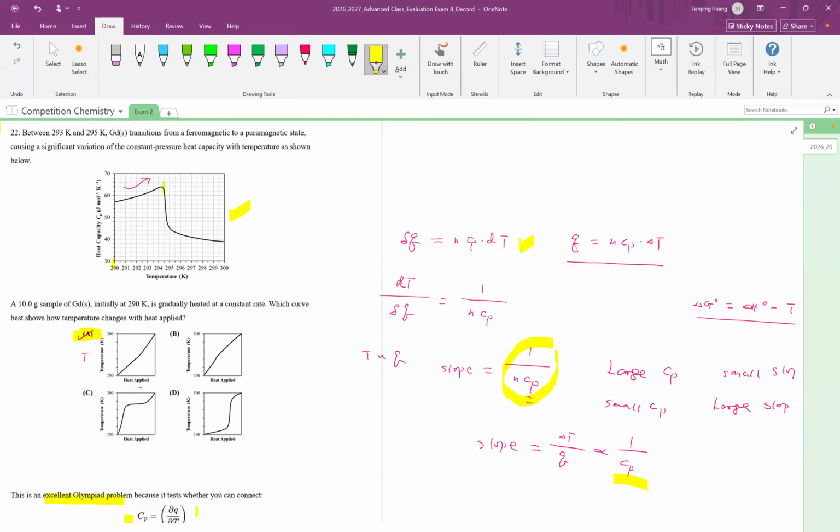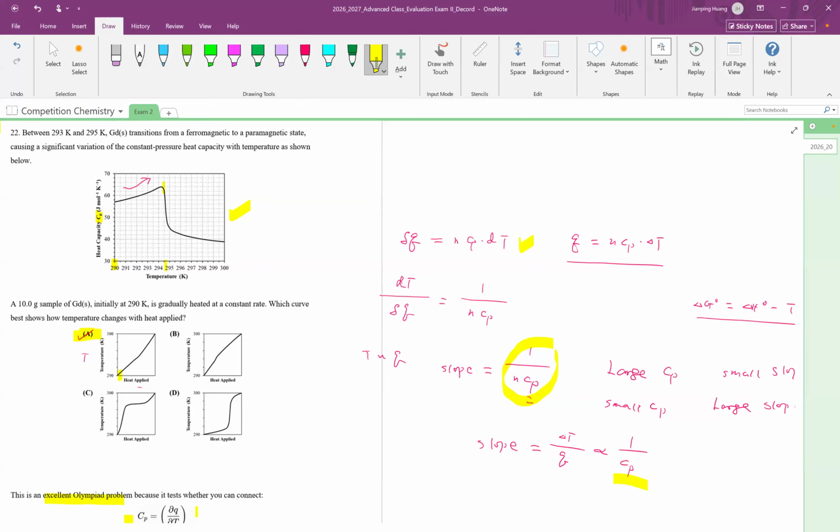Daniel, I'm going to repeat, okay? From 290 to 294, the Cp increases, see, Cp increases, right? The positive slope. So what does it mean? The same heat causes a smaller temperature rise. The T versus heat curve should have less slope. Less slope. Okay, now go to the next one.